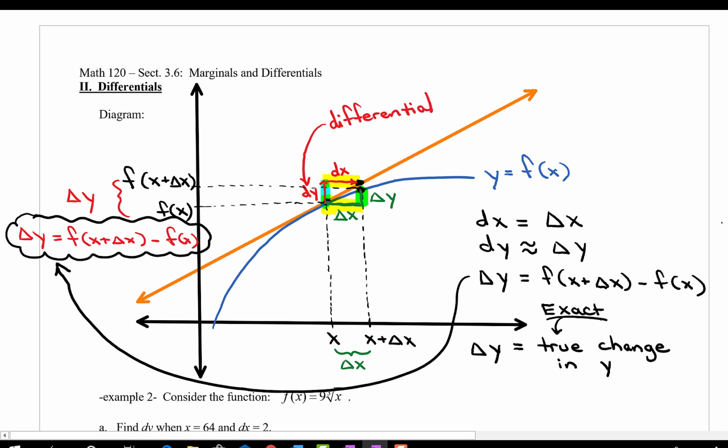Okay, so I think we're ready to go on to our next example. Example 2. Consider the function f of x is equal to 9 times the cube root of x. Find dy when x is equal to 64 and dx is equal to 2.